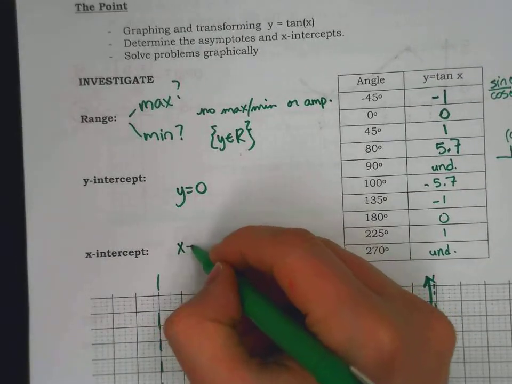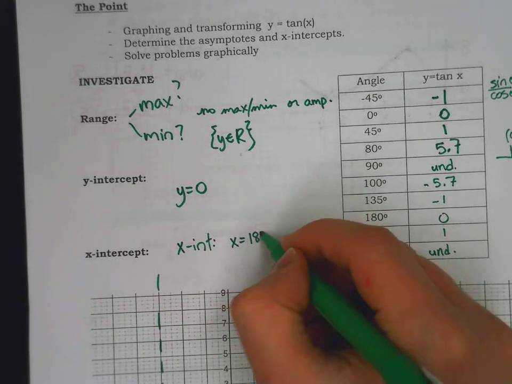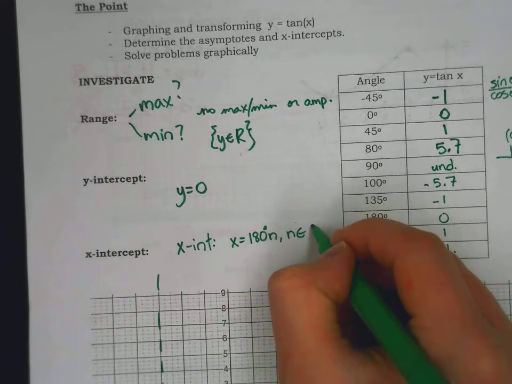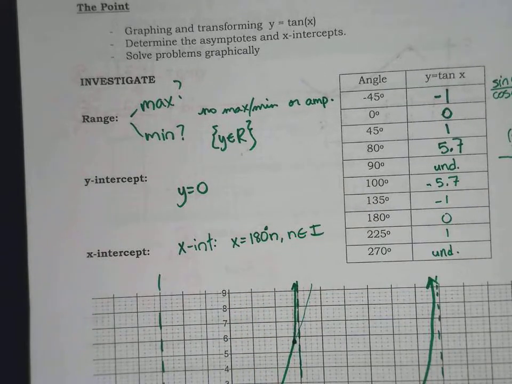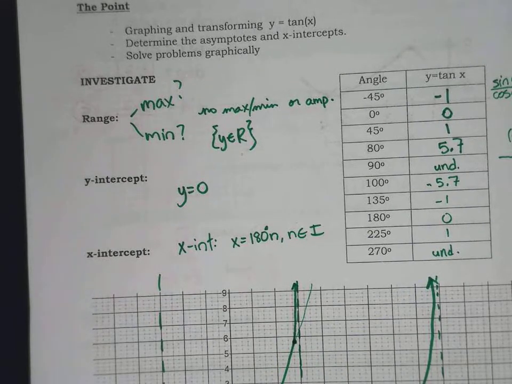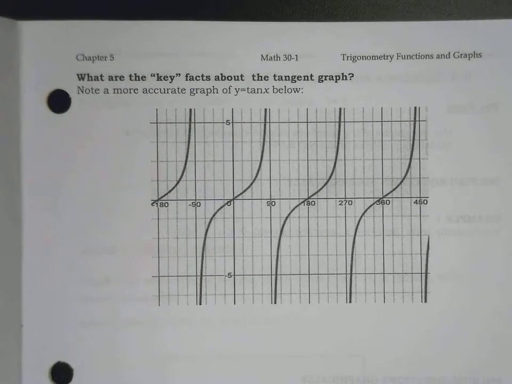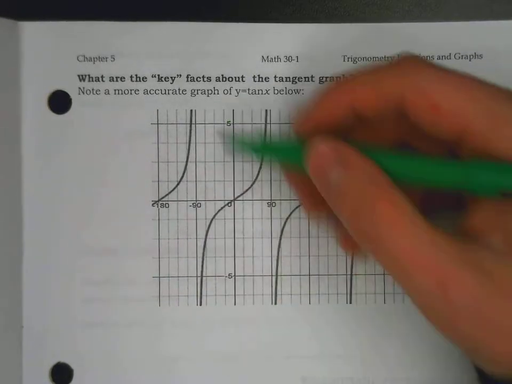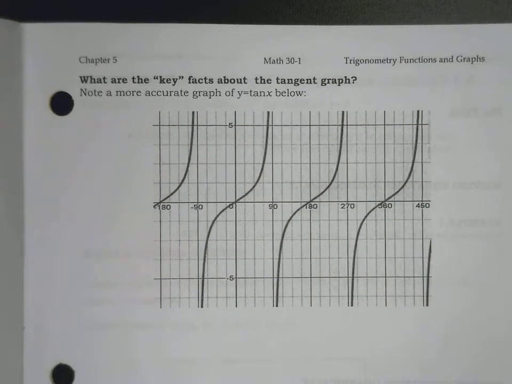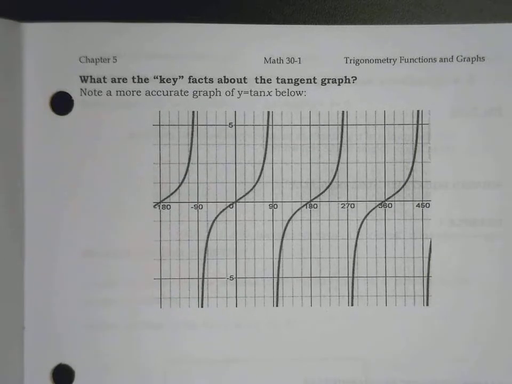We can write this as a general solution where our x-intercepts are going to be when x is 180 degrees times n, where n is an integer. So we can say that every multiple of 180 in a positive direction or a negative direction will get us to an x-intercept. So this is an official visual of a tangent graph, and you can see that there are a lot of asymptotes. There are a lot of x-intercepts, and the key characteristics are based on these asymptotes and this change in concavity, we'll say.